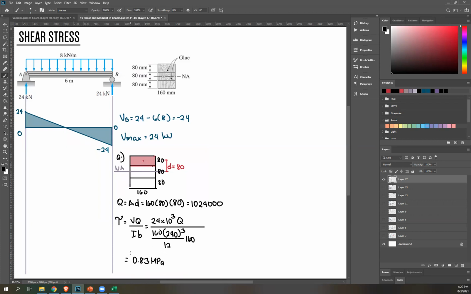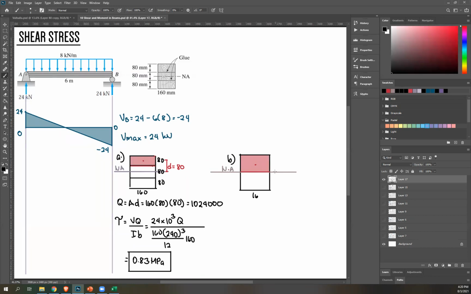Okay, so this is for the glue, and then for the wood. If you saw our diagram earlier, the maximum shear stress for a beam is at its neutral axis. So therefore, this shall be my fiber in question. And then take area above or below. I'll take above.